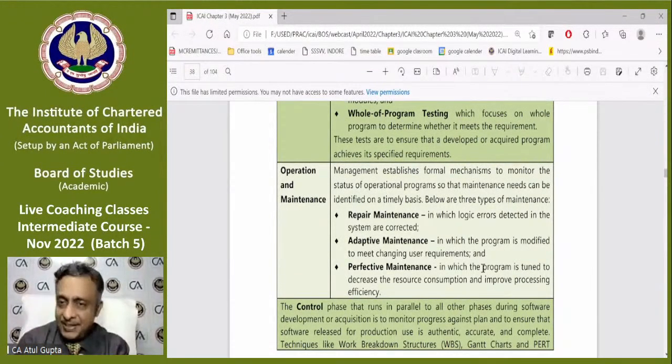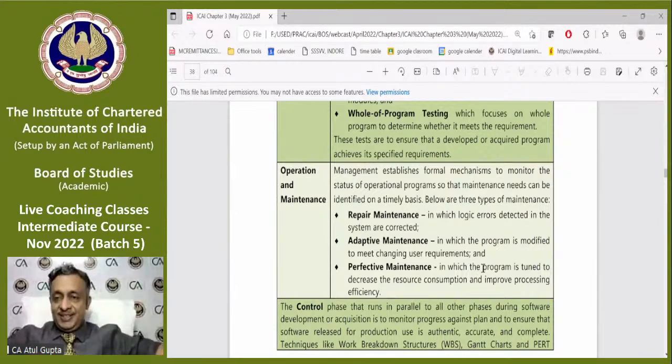See, you are maintaining the system, you are updating the system. You are repairing some error. Adaptive means, for example, some changes have been brought, so you want to incorporate those changes. Repair is when some error is there. Perfective is when you are improving the performance, enhancing the performance.